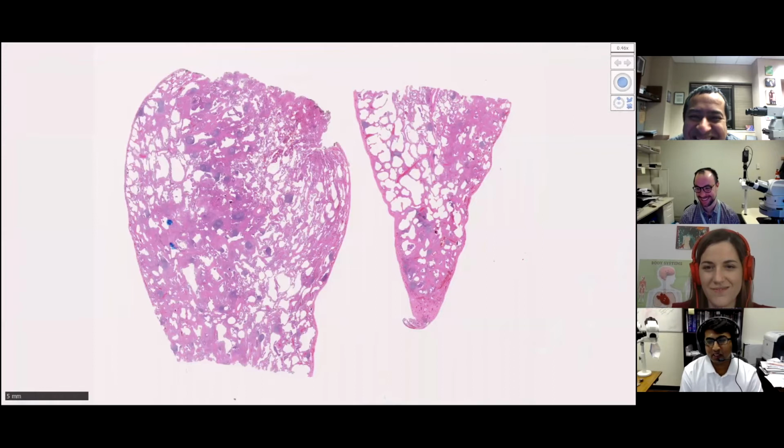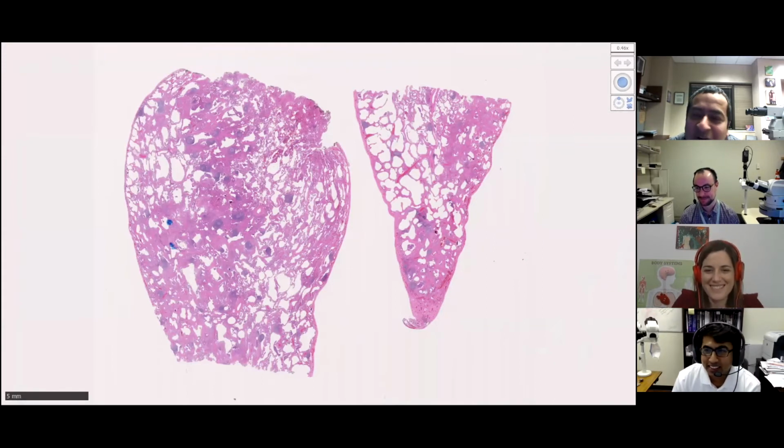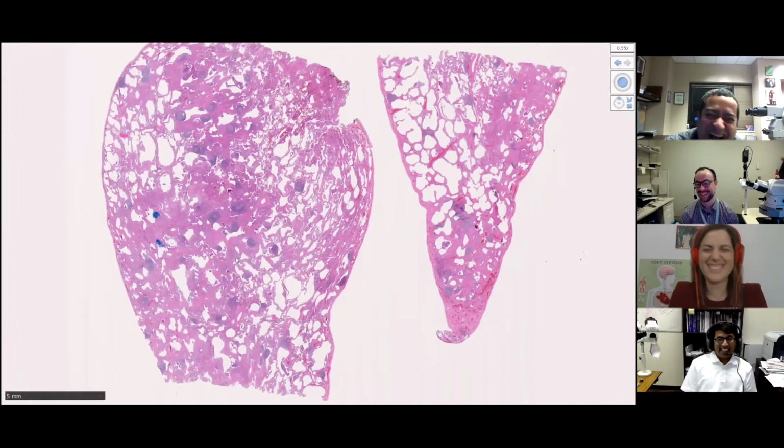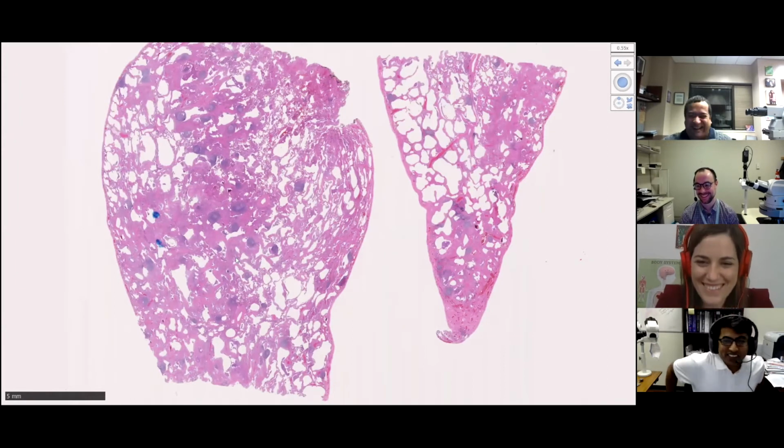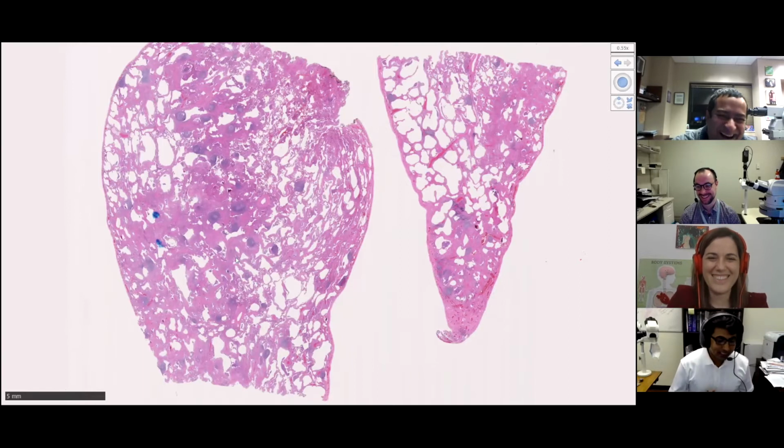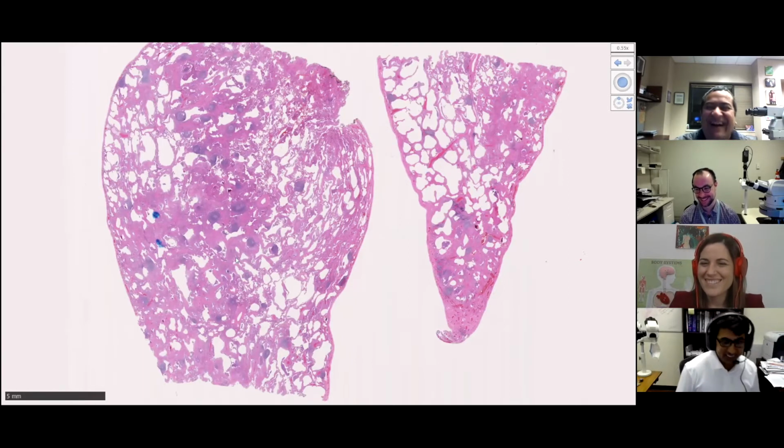Yeah, this one I'm going to give you the lobe. This is from upper lobe. Now that we have lots of discussion on the lobe specificity or centricity, I want to give you some more information. This is from upper lobe, and we have a surgical lung biopsy.